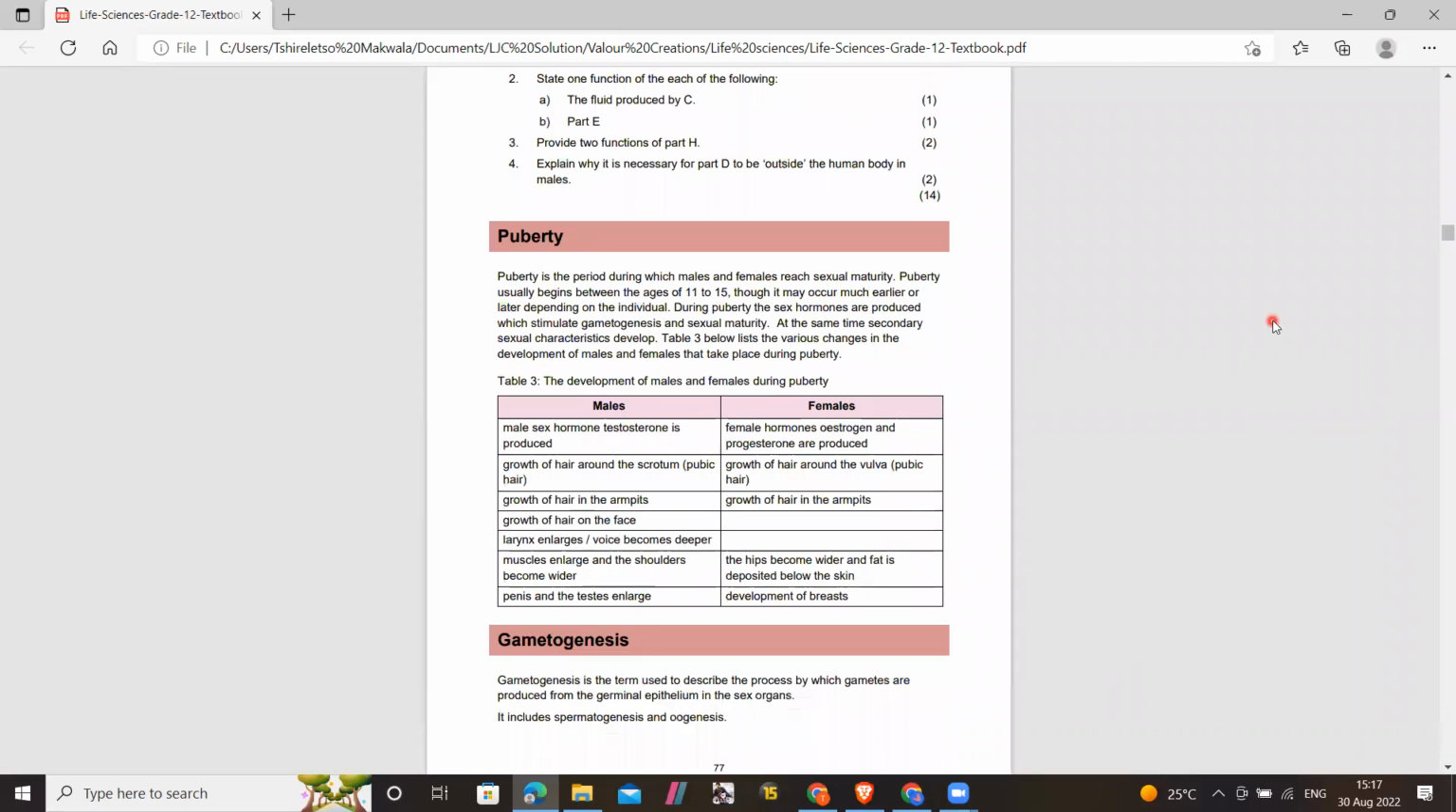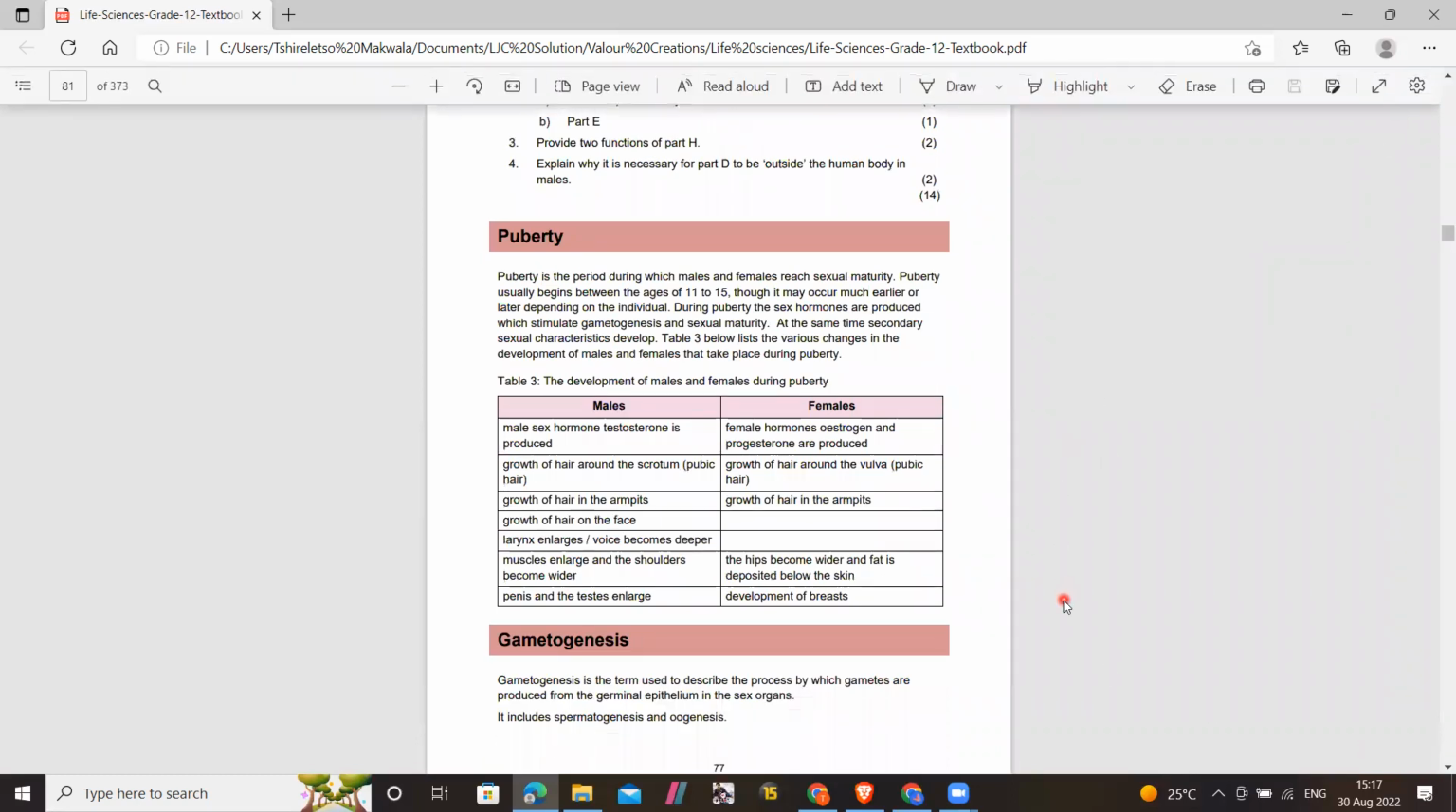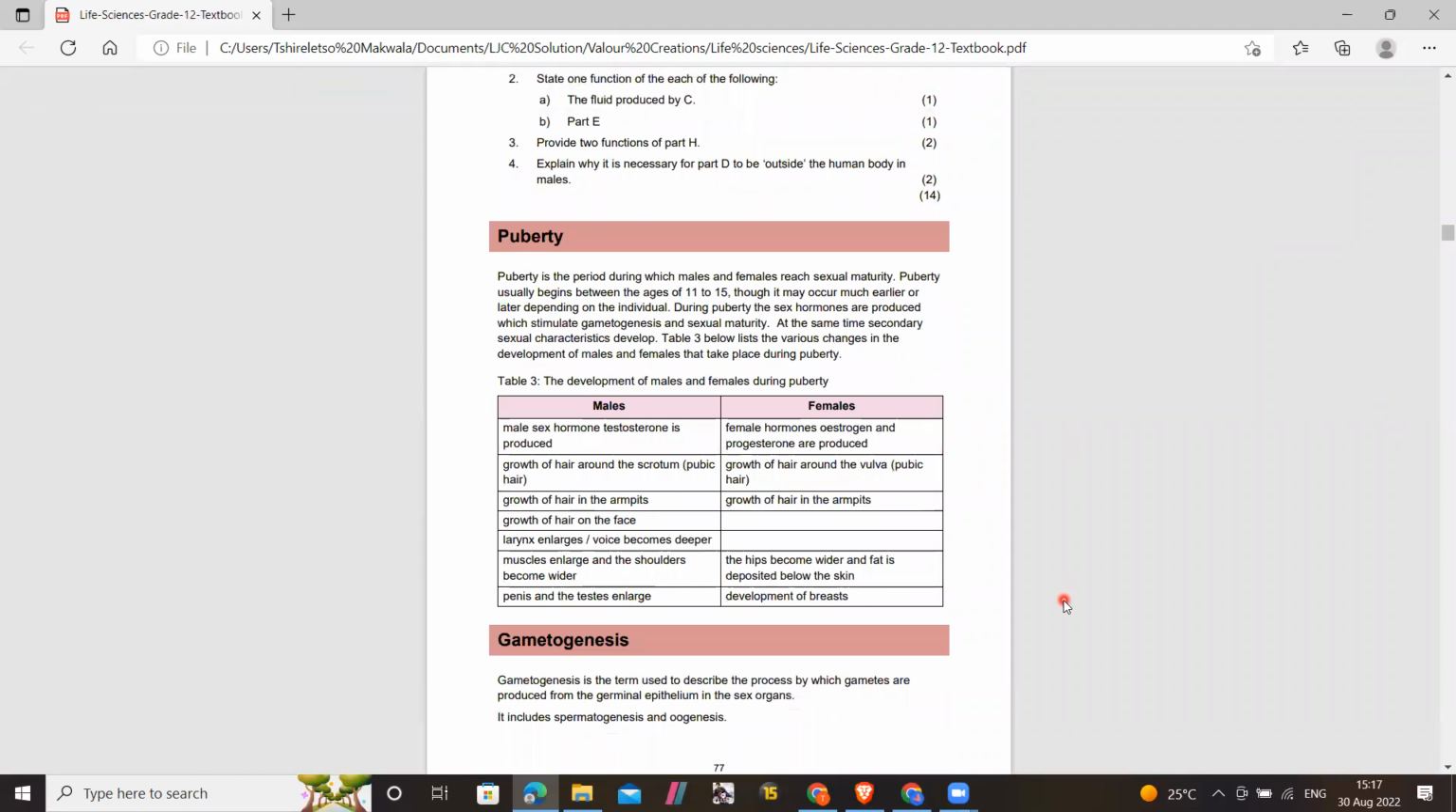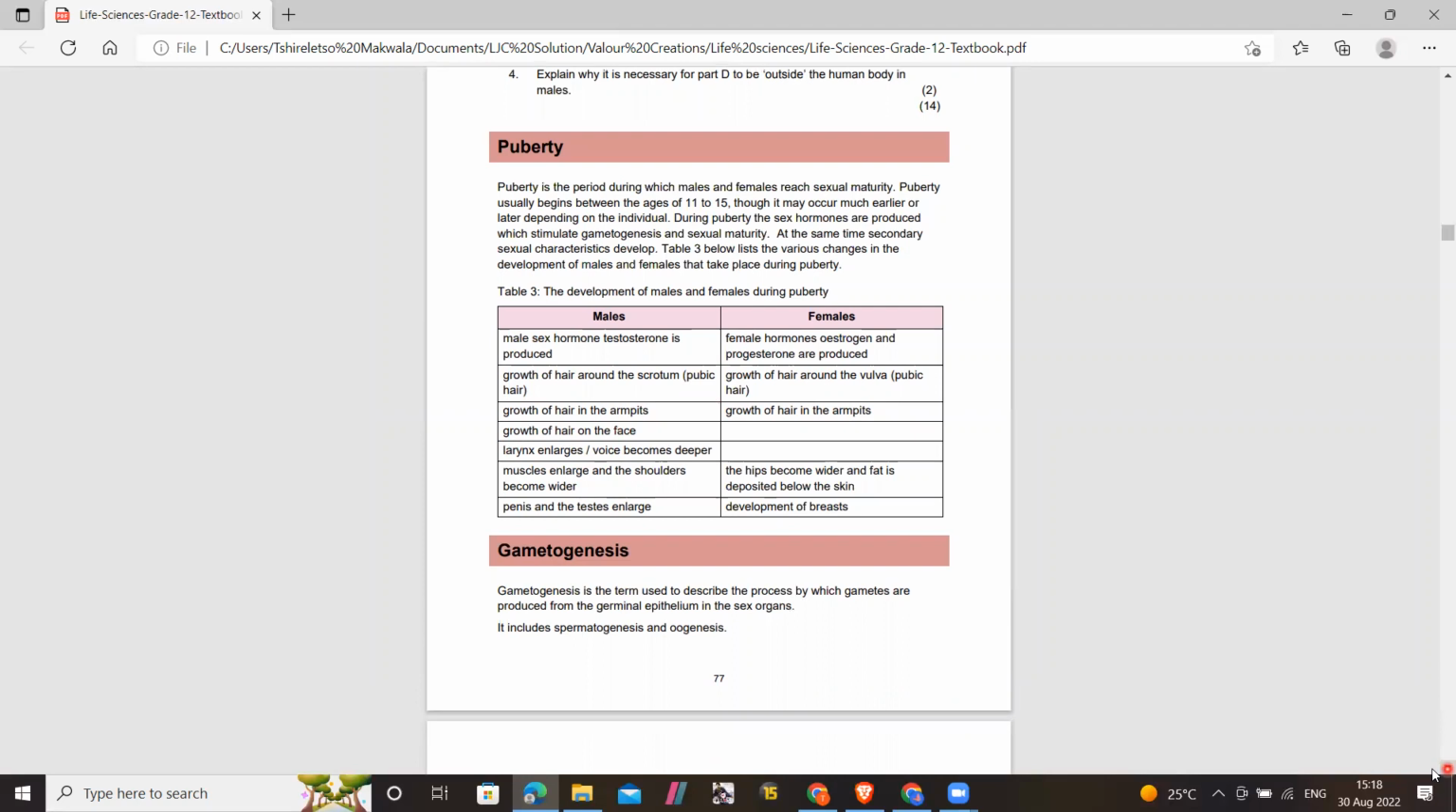Puberty obviously is the stage at which humans, male and females, mature sexually. So you will see things start to develop. Here are some examples that develop when the male sex hormone testosterone is produced, and when female hormones are produced: growth of pubic hair around the scrotum, growth of hair in the armpits, growth of facial hair. These things are a result of this sexual maturity, right? And then we go on.